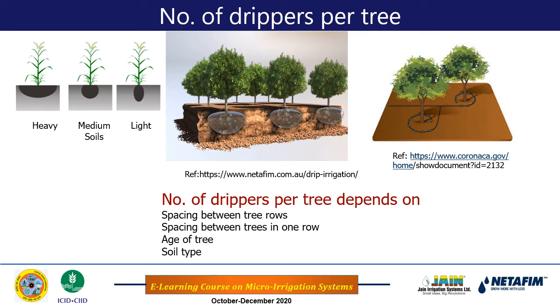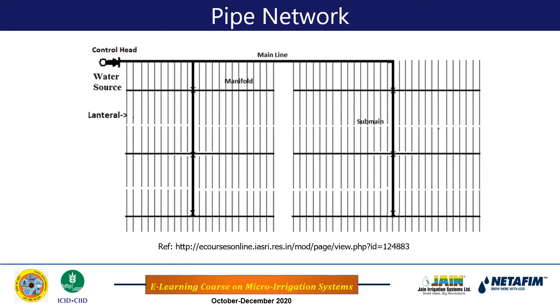We are applying the same water but with fewer emitters in heavy soil and more emitters in light soil. In case of light soil, if we use fewer emitters than required, and we are applying the desired quantity of water, it won't be retained, it will be deep percolated, and we'll assume that we are applying the desired quantity of water. So this is the importance of the number of emitters or spacing between the emitters.